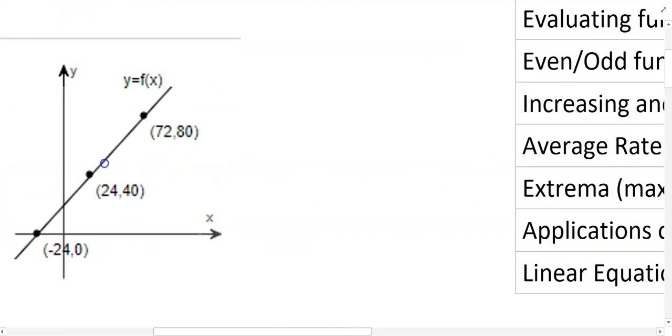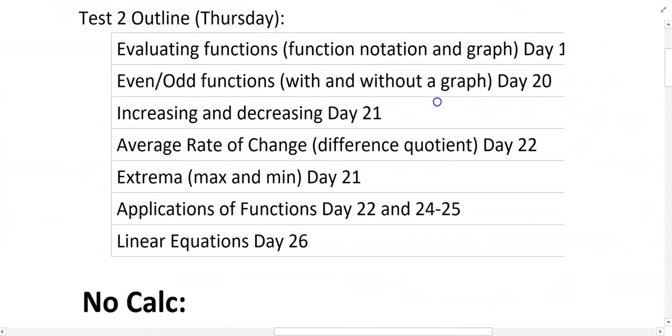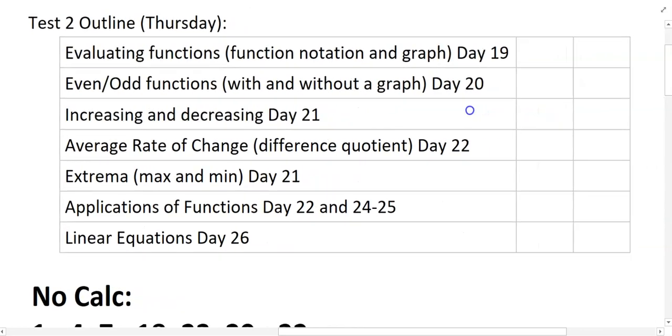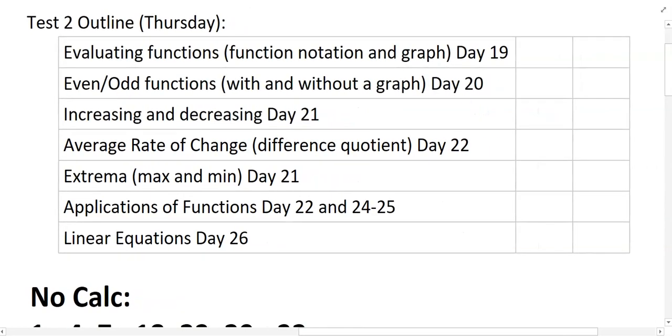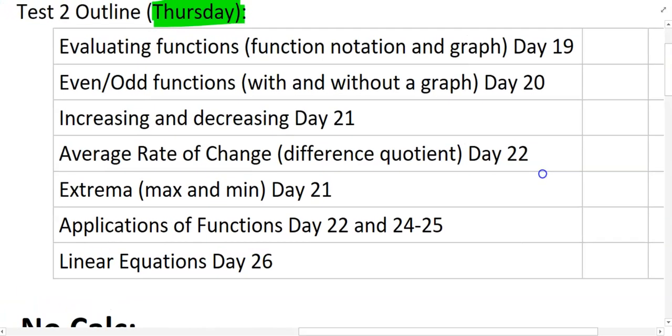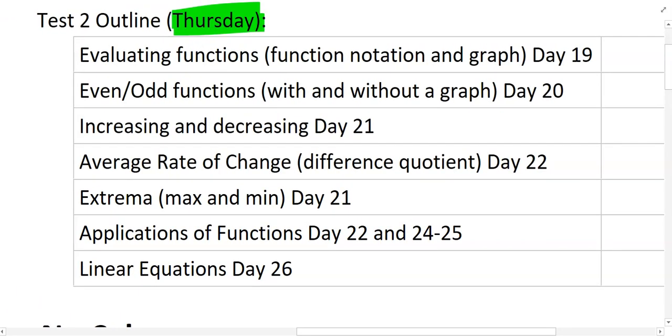But before we get into that, I do want to point out too that I've started to redevelop my test number 2 that we're going to be taking on Thursday of next week. And here's an outline of the types of questions that I'm fairly certain will show up on the test. So of course we'll have to evaluate functions based on function notation and graph. So you have to understand how to evaluate functions and interpret them from the graph.